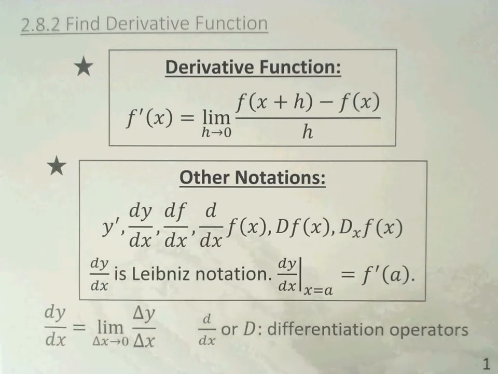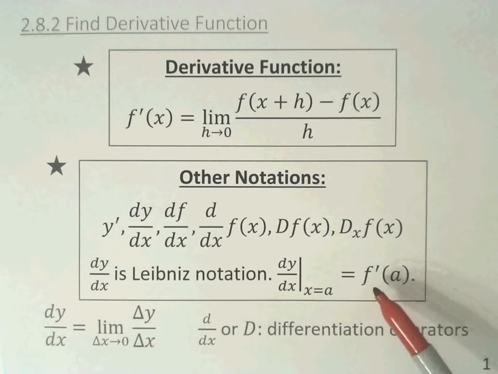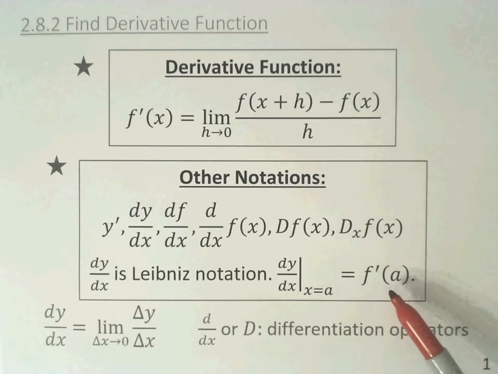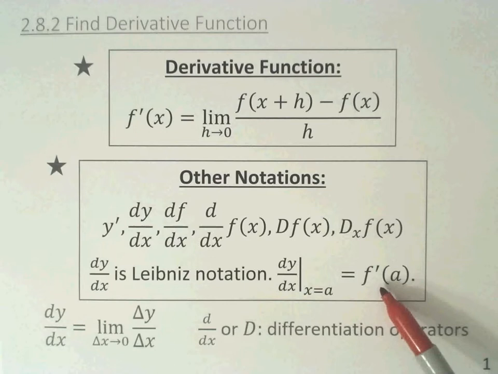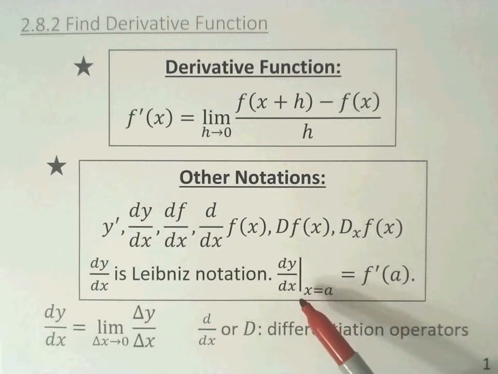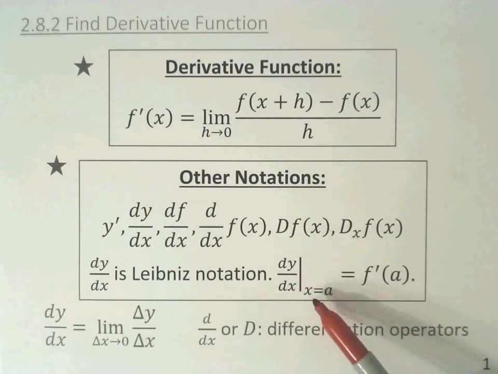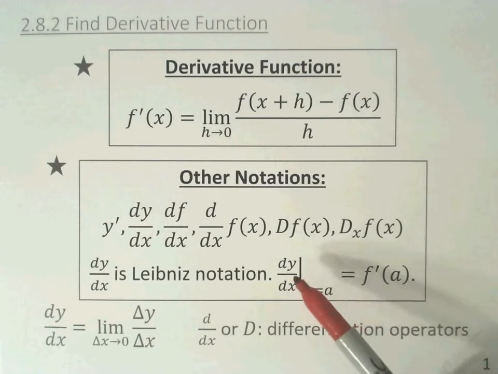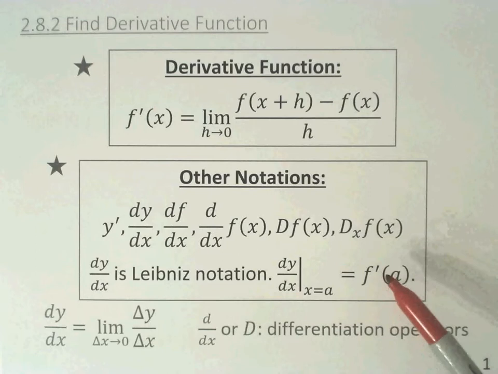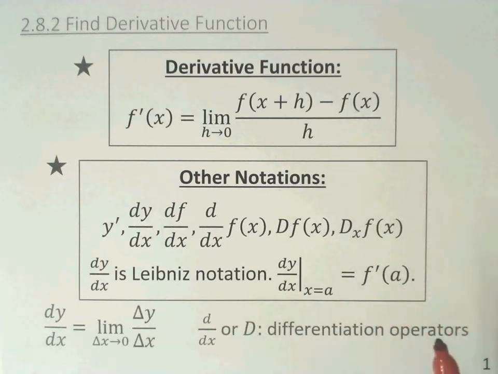And we have another notation. If we want to specify the derivative at a specific point x equals a, how do we say this? Using the Leibniz notation, we write dy dx, put a bar beside it, and then the subscript x equals a, which means the derivative at x equals a, which means f prime of a. And this is the notation.